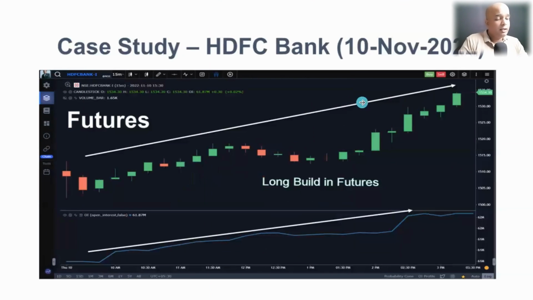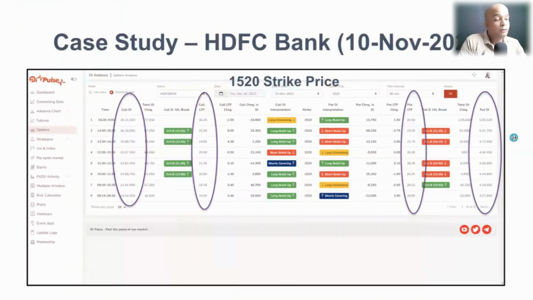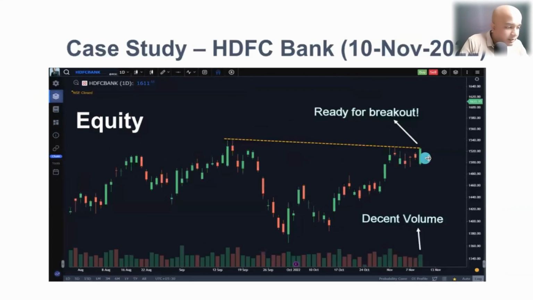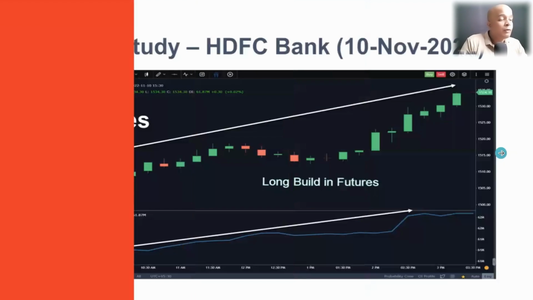If you look at HDFC Bank on 10th November, these are HDFC futures. Price went upside, right? From here to here, it went upside. Look at the OI. OI also went upside, right? So it is a long build up. It is bullish. Now, if you look at the strike price 1520, 1520 is the ATM price, I guess. See here, it closed at 1520, so 1520 is the ATM price.